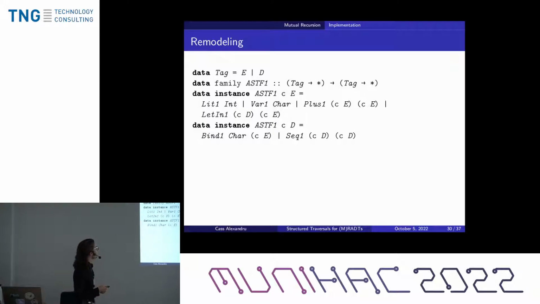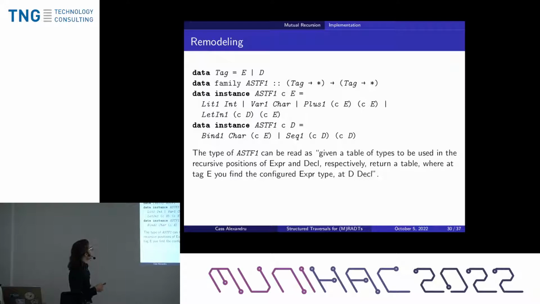So we can now define our mutually recursive data type, and I'm writing it as a type family here because this looks more like the original declaration, but type families actually don't really work for this use case. You need to use an AST, but I thought the syntax looks nicer.